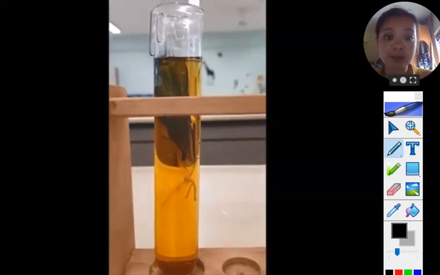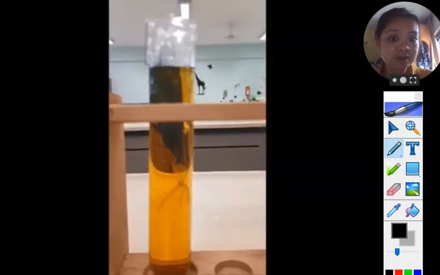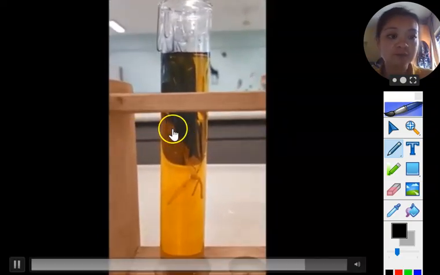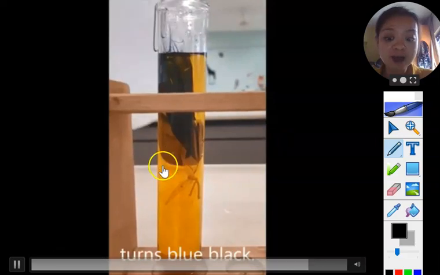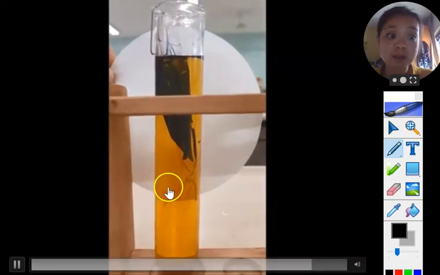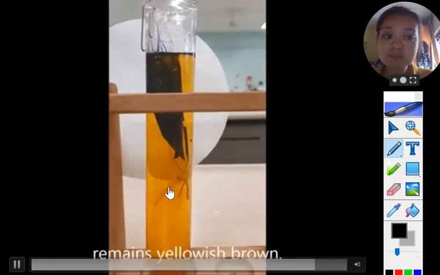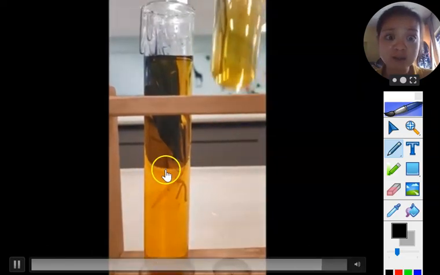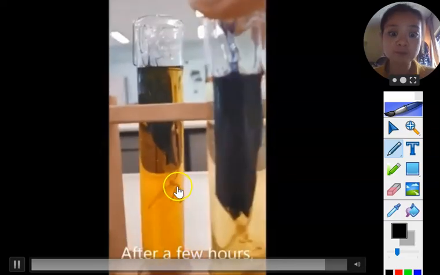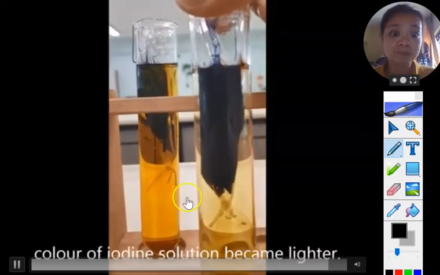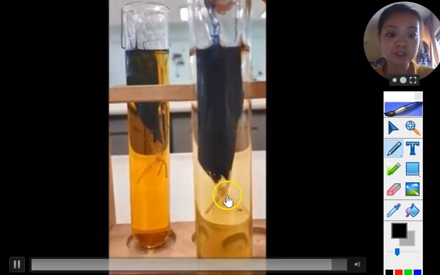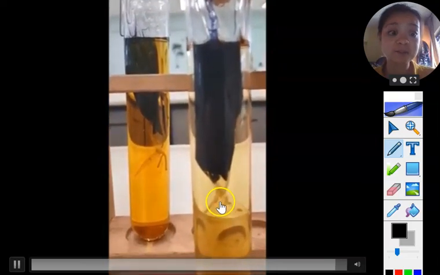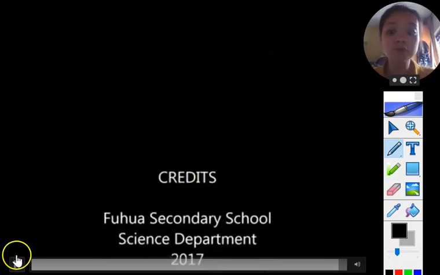The apparatus is turning blue-black. You notice that it's only the inside of the Visking tubing that is turning blue-black, whereas the outside is still remaining yellow-brown. So that means starch didn't come out of the Visking tubing, because if starch did, then you should be able to see the outside turning blue-black. And after a few hours, the iodine solution outside became lighter. That means iodine actually moved in.